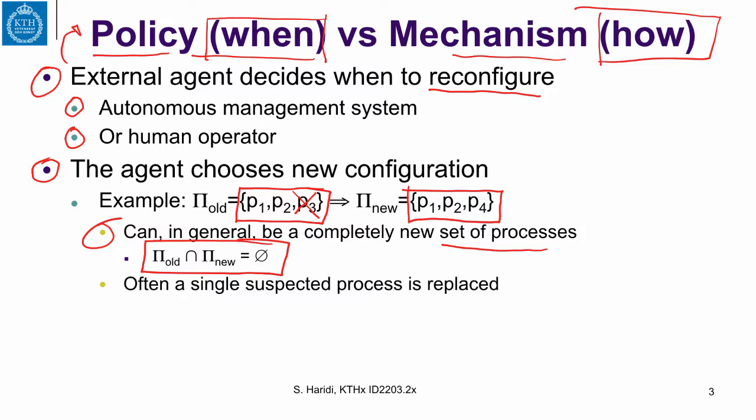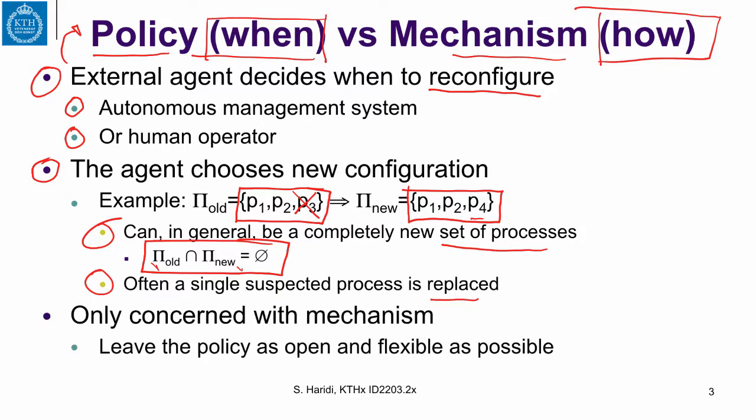In fact, this happens quite often when we want to upgrade our software on all machines. So we are really running new software. In that case, the old configuration and the new configuration are disjoint. There are many other reasons to reconfigure systems, but these are the main reasons: failure, and software upgrade or versioning of a system. Often, a single suspected process is replaced. This is what happens in normal operation. You suspect a process, so you want to remove it and replace it with something else. The process might be alive, but it doesn't matter. To be sure, we just replace the process, as we just showed here, when P4 replaced P3.